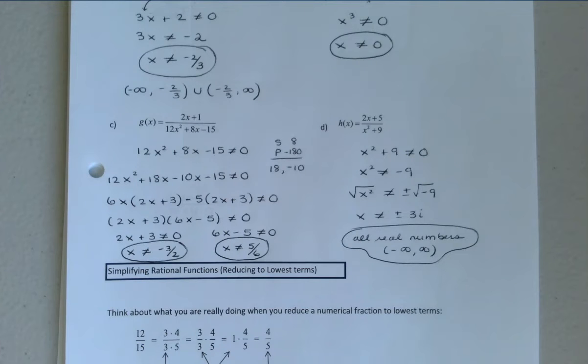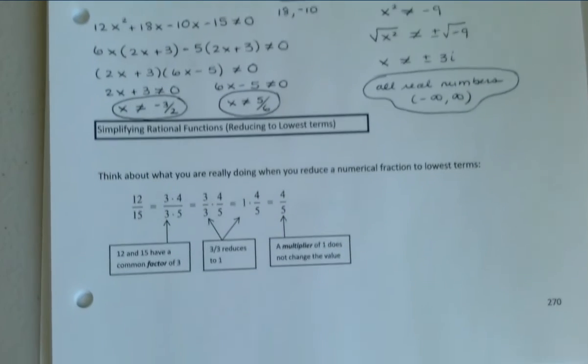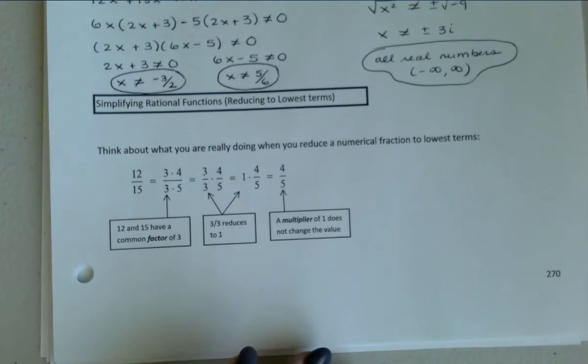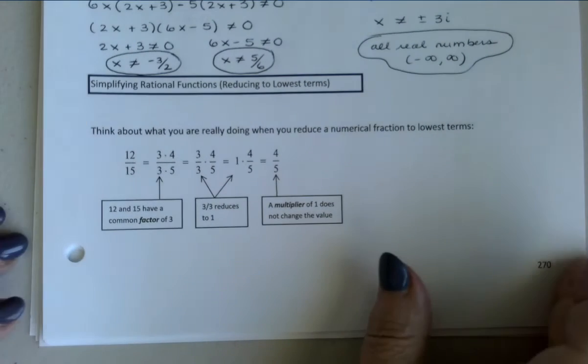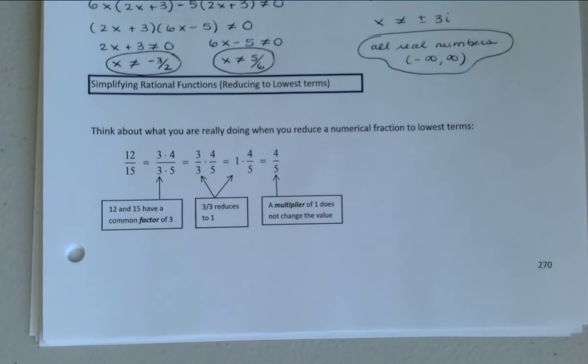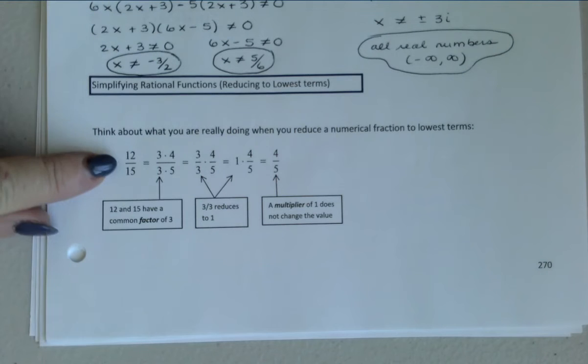All right, we have one more topic, I think, here in this introductory section. I want to talk a little bit about simplifying rational functions or algebraic fractions. And simplifying in terms of a fraction is really just a matter of reducing it to what you've probably called lowest terms or simplified form when you're dealing with numerical fractions. What I'd like to point out or remind you of is the thought process that goes into simplifying a numerical fraction. Let's say you have 12/15ths, and you want to reduce that to lowest terms.